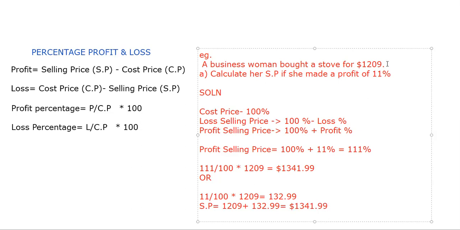1341.99. I really like this method up here because it's so much easier. One shot, one working. You either add your profit or you minus your loss and then you work it out and you go straight to your answer. However, some persons like to take it in steps, work out the profit first and then add it, or work out the loss first and then subtract it. Whichever method you are comfortable with, feel free to go ahead and do that.